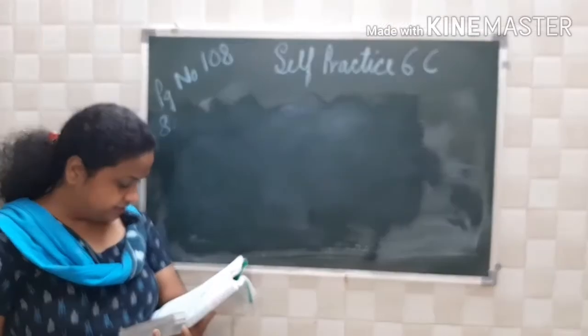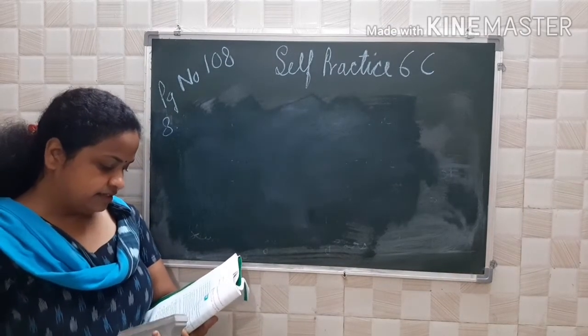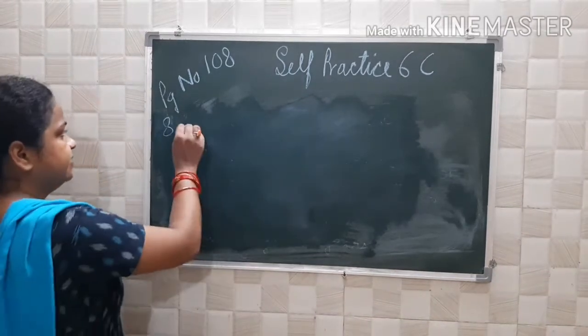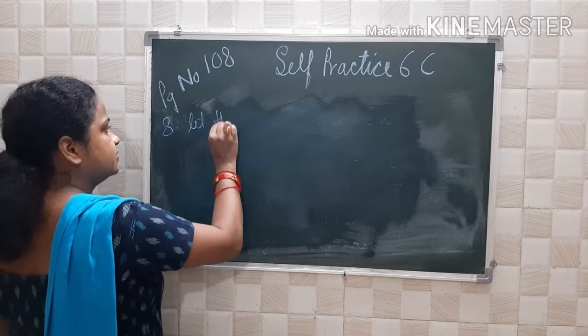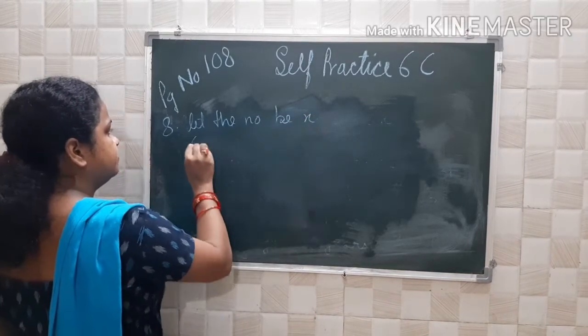One number is 9 more than the other. If their sum is 63, so let the number be x. What will be the other number?